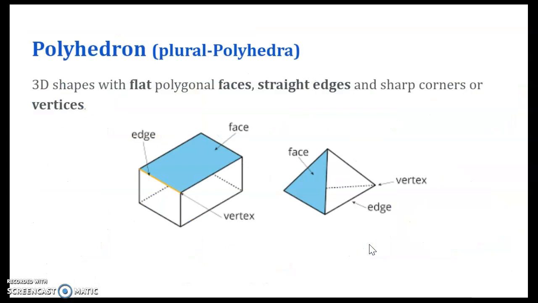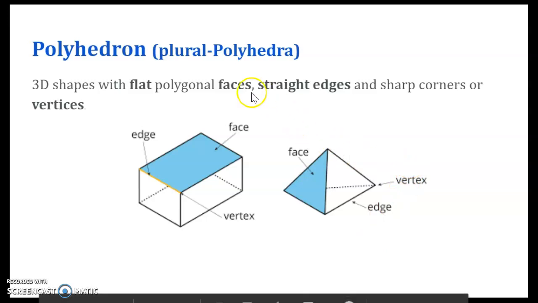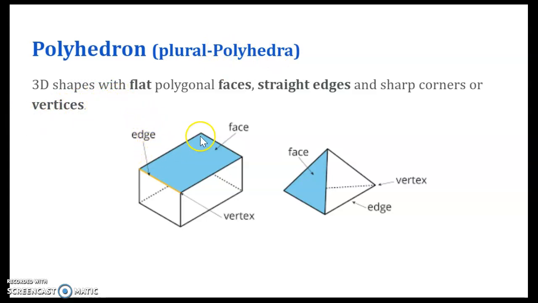So a polyhedron is a 3D shape with flat polygonal faces, straight edges, and sharp corners or vertices. Let me say that again. The plural of polyhedron is polyhedra. It's a 3D shape or solid with flat polygonal faces, so it has to be flat. It can't be curved. And straight edges.